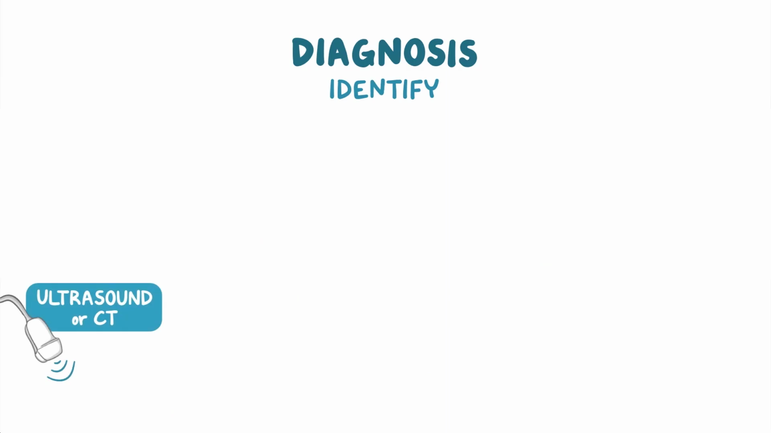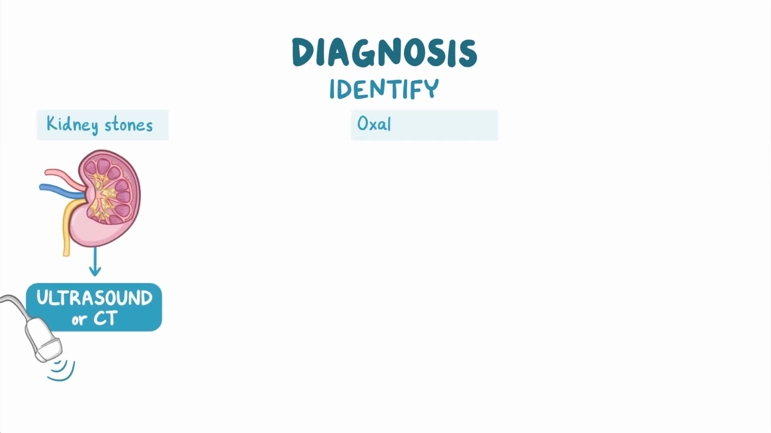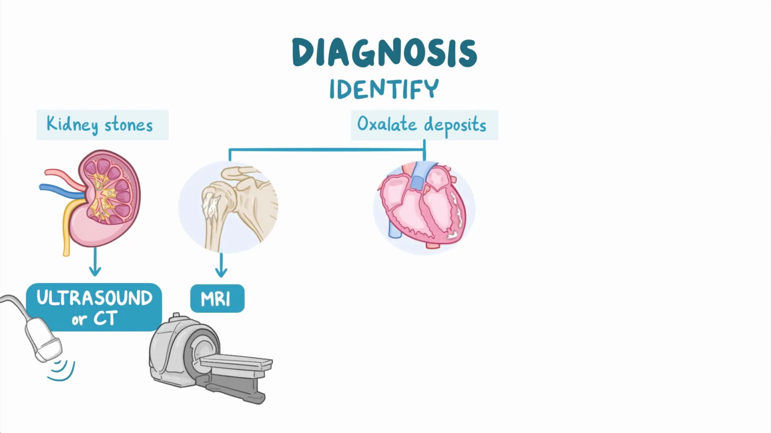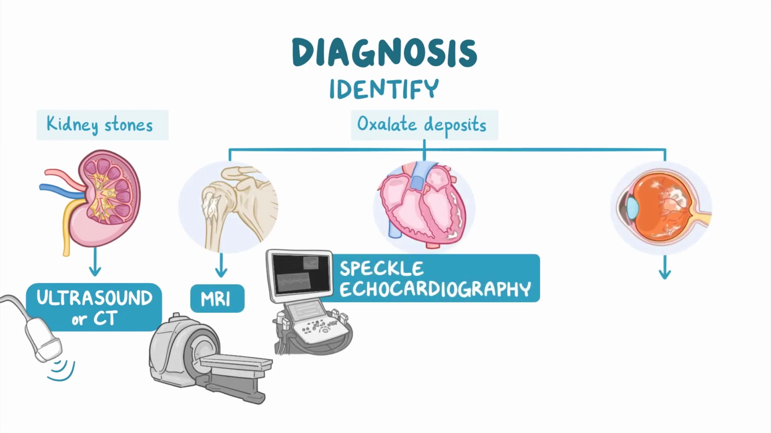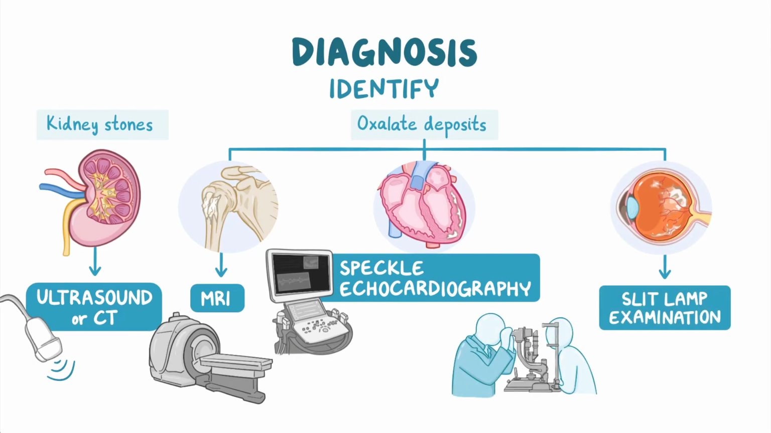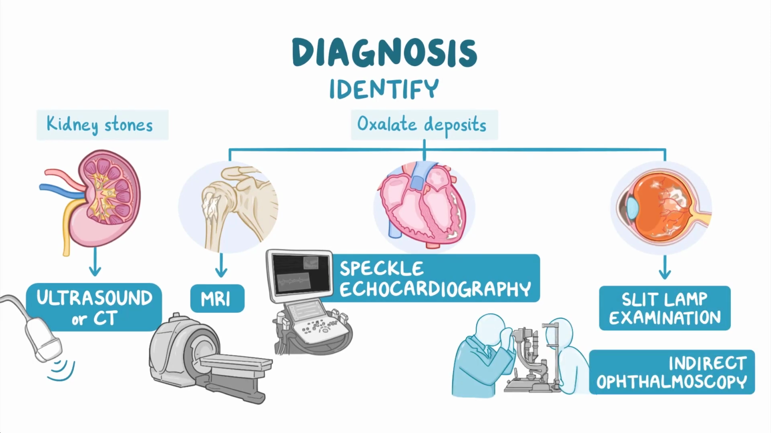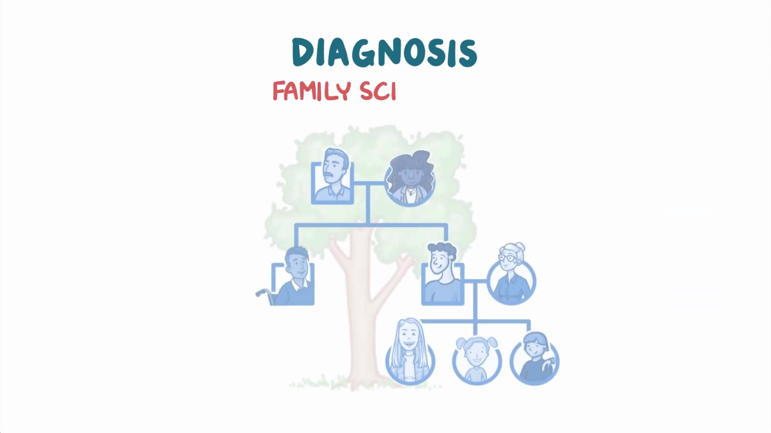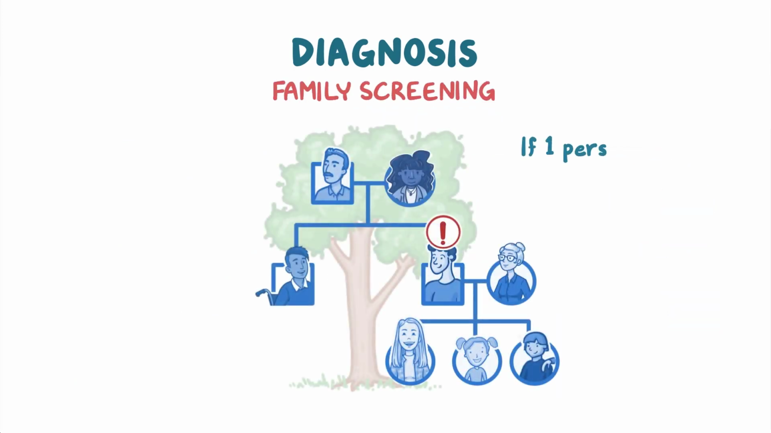Ultrasound or CT is used to identify kidney stones, while oxalate deposits are identified in the bones using MRI. In the heart, through speckle echocardiography, or the retina by slit lamp examination or indirect ophthalmoscopy. It is imperative that family screening takes place if one person is diagnosed with PH.